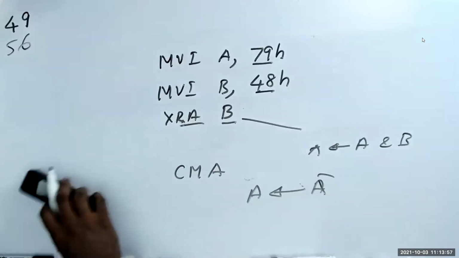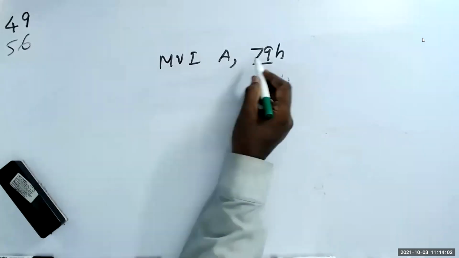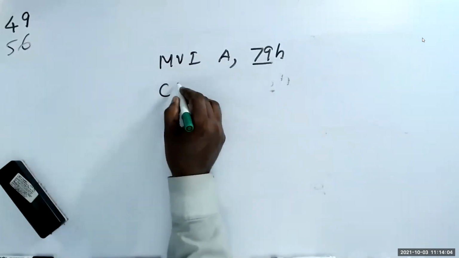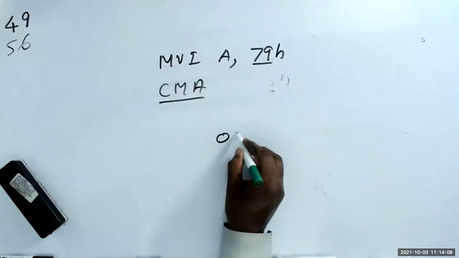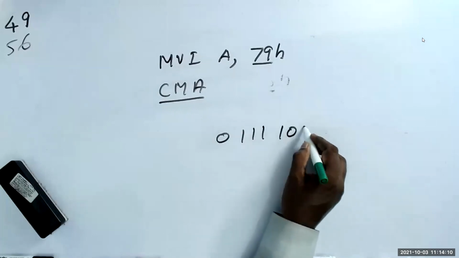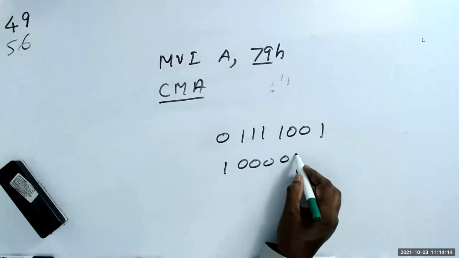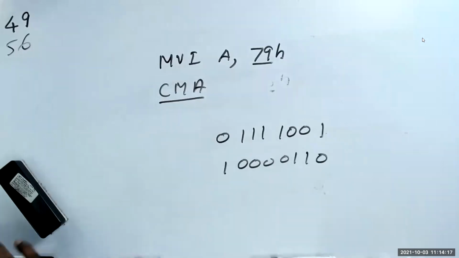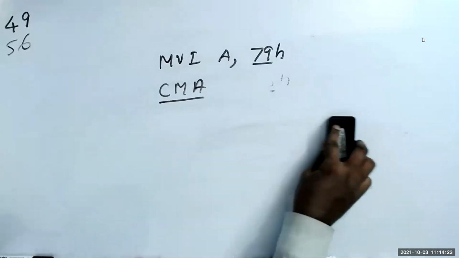For example, if you say move immediate A, 79, and then complement accumulator, then 0111 1001 will become 1000 0110. So once we complete all the instructions, it is easy for us to write programs. That's why I thought that today I'll take a few instructions.